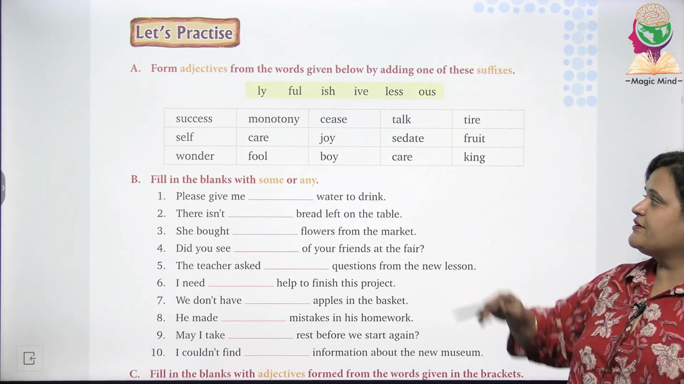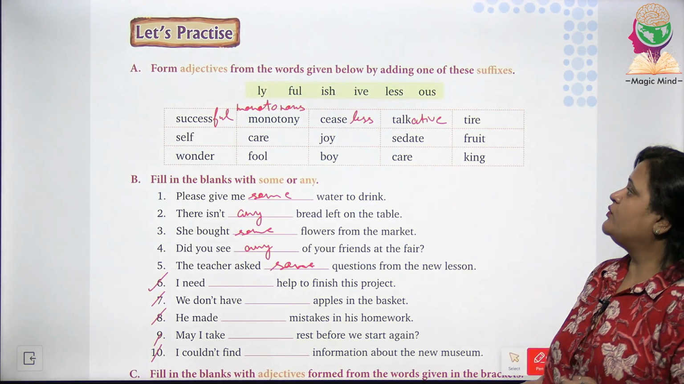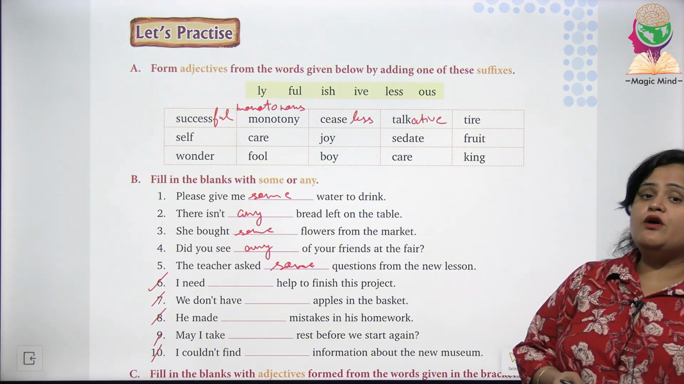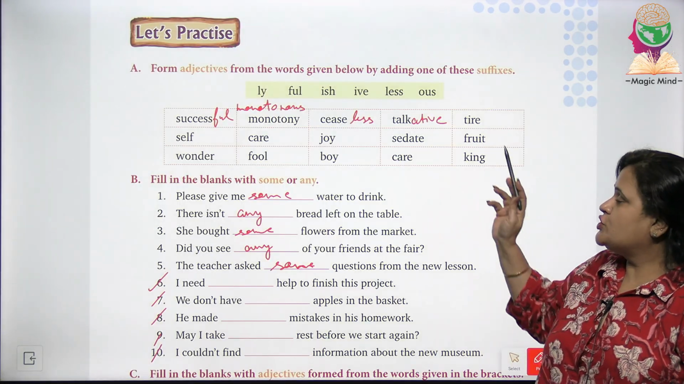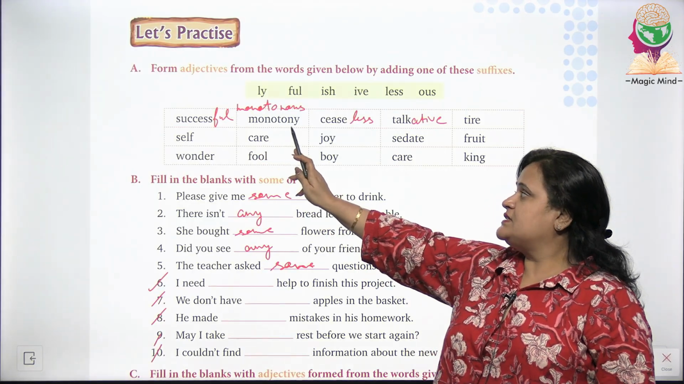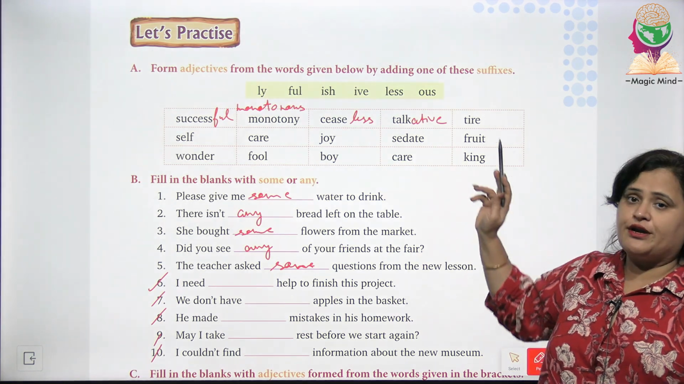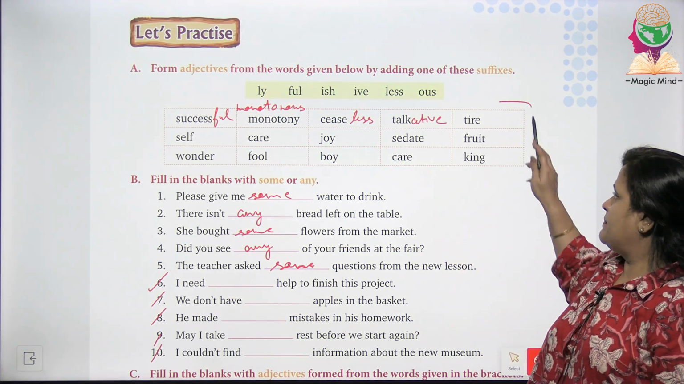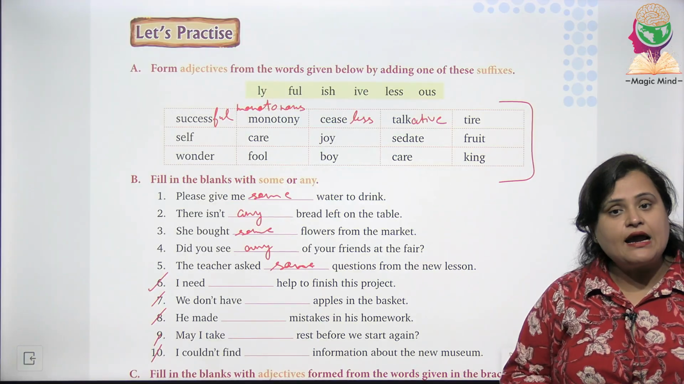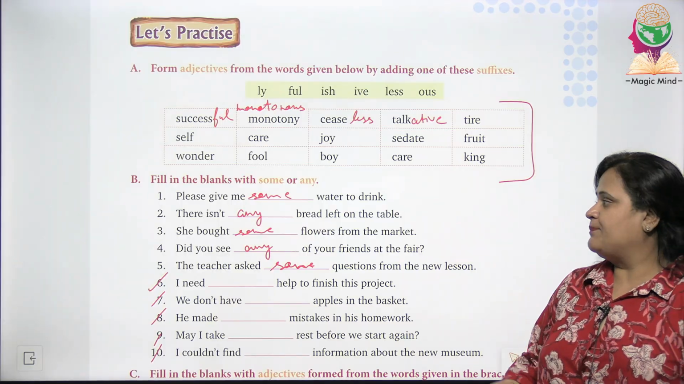Let's practice, children. Start करें? Okay. Form adjectives from the words given below by adding one of these suffixes. So यहाँ पर successful, monotonous, spelling change हो जाएगी इसलिए मैंने ऊपर लिखी है ceaseless, talkative. इसी तरह से आप इन सभी words में suffixes add करेंगे और words adjectives को बनाएंगे.